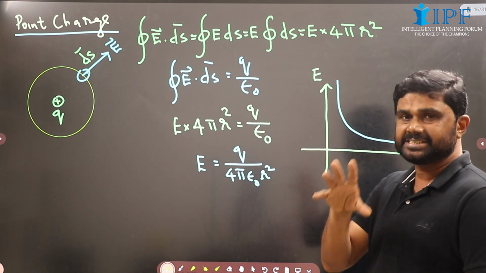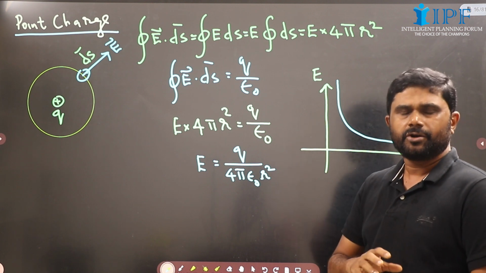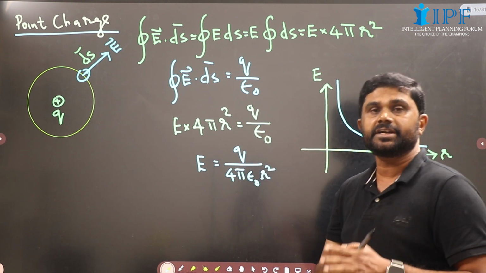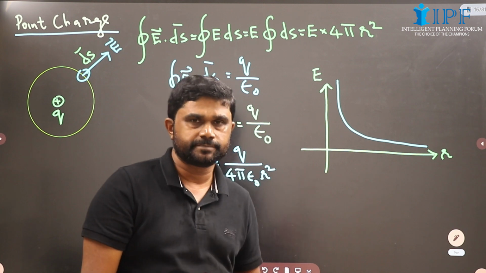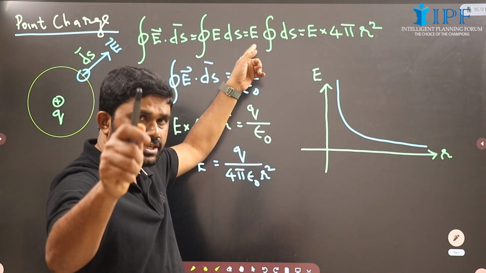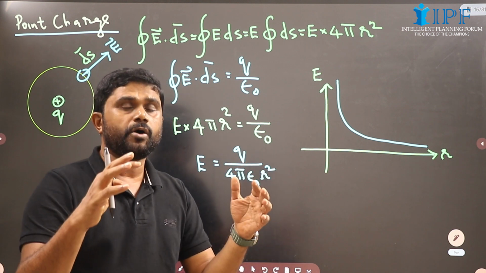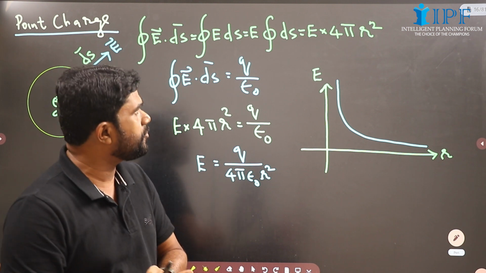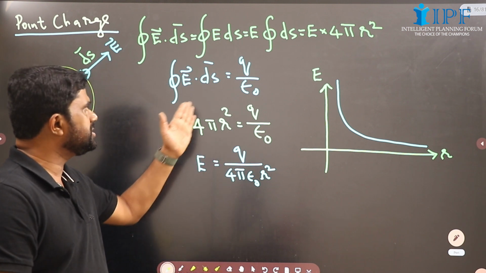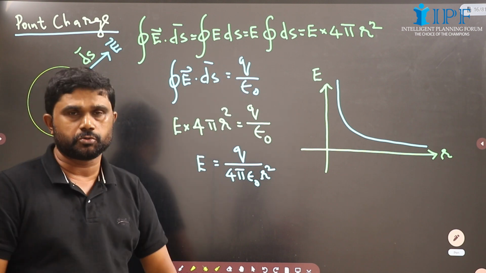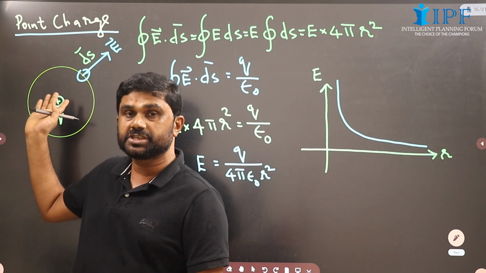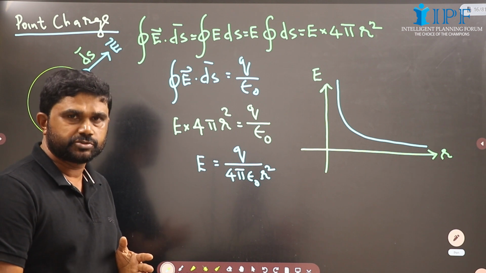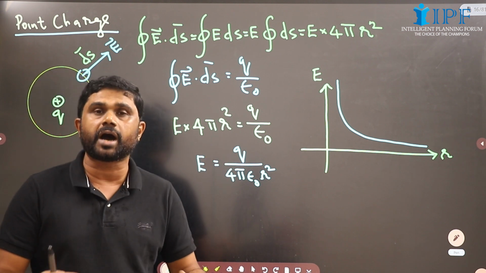Now this ds is the elementary area, the area of a small element. The whole spherical area is divided into a large number of such small elements, and this elongated S stands for summation. So the sum of the areas of all such elements will give you the spherical area, that is 4 pi r square. By Gauss's law, closed integral E dot ds equals 1 by epsilon 0 times the charge enclosed. The charge enclosed by this Gaussian surface is the point charge, so we get E into 4 pi r square equal to Q by epsilon 0, and E equals Q by 4 pi epsilon 0 r square.